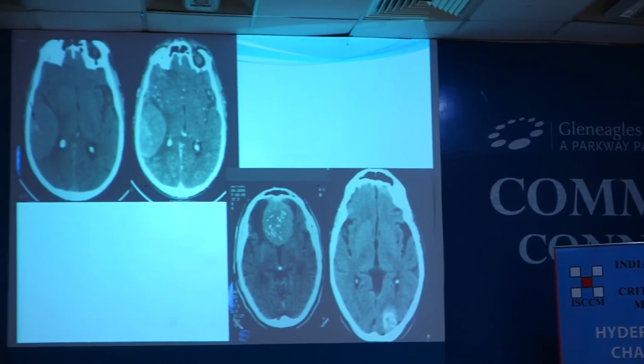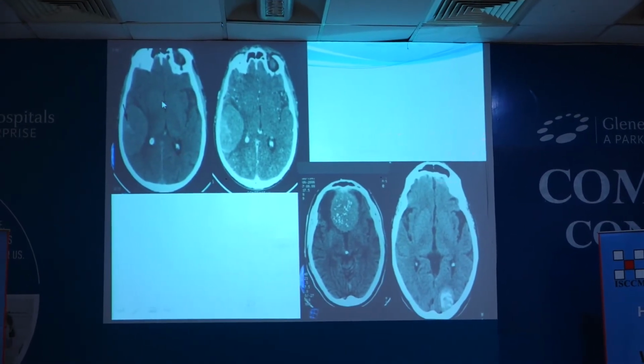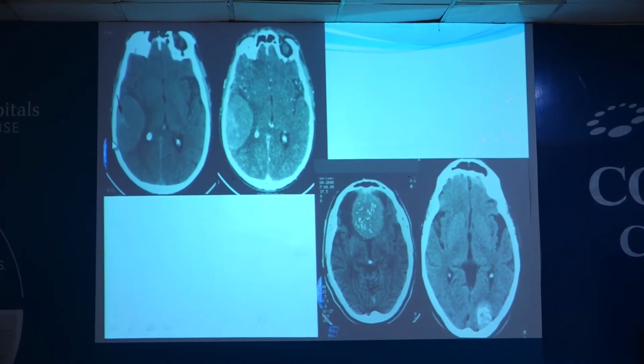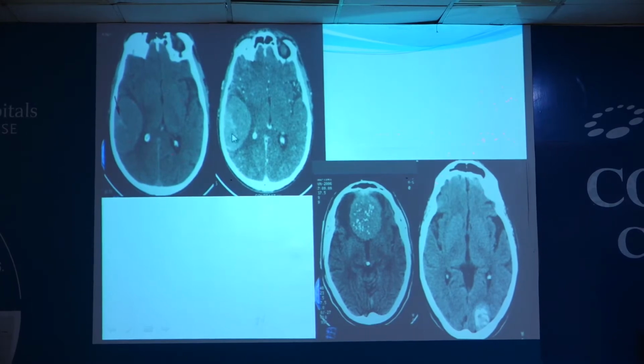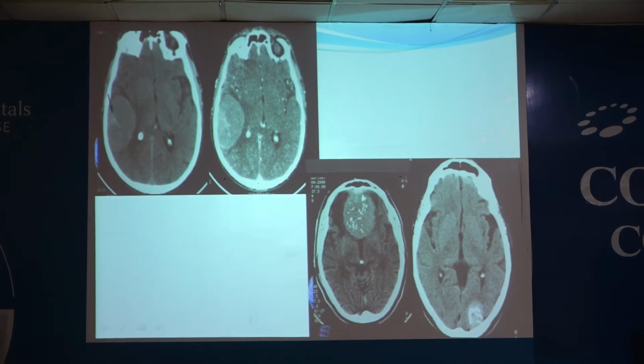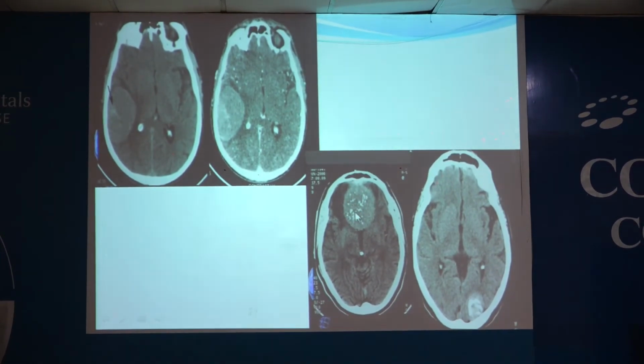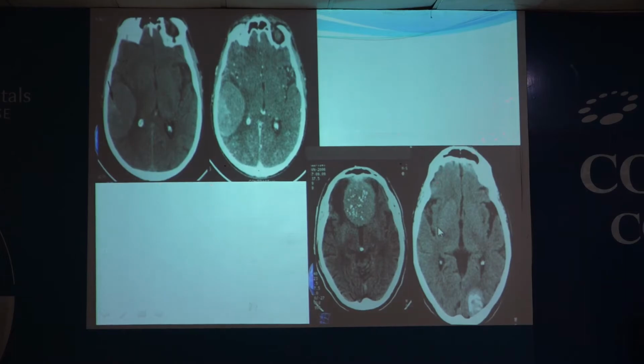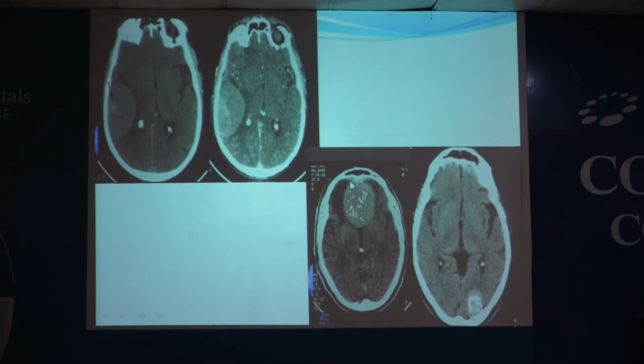Now these are axial CT sections showing a hyperdense mass with a broad dural base. On post contrast, it is showing significant enhancement. A similar mass showing calcifications is seen. This is an example of an extraaxial tumor that can be seen on a CT scan.